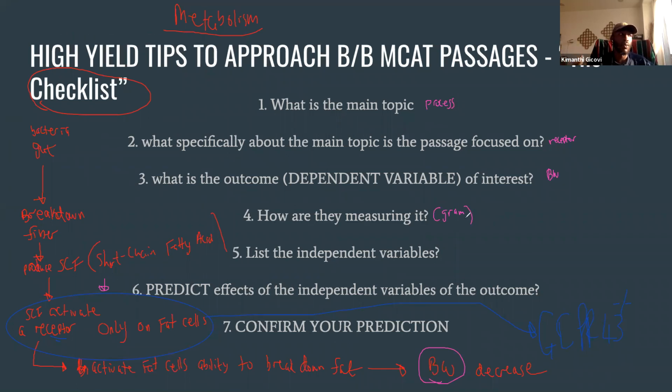Awesome, so now let's take this all together, okay? The main idea was about these gut bacteria that break down fiber, which produces short chain fatty acids, which activate a receptor, which is only found on fat cells. And after they do that, those fat cells get activated and they break down all the stored fat, and the outcome of interest is the body weight, which looks like it decreases when this happens, okay? So Allison, now that we've gotten through step 4, you wanna make up some independent variables with me? Sure. All right, cool. What's one independent variable you wanna think of? The breakdown of the fiber.